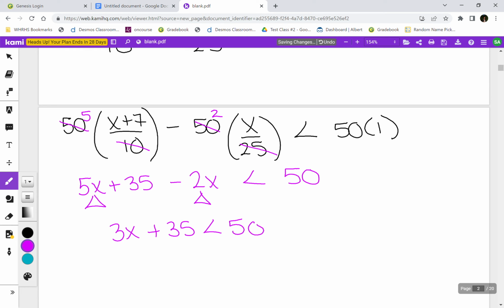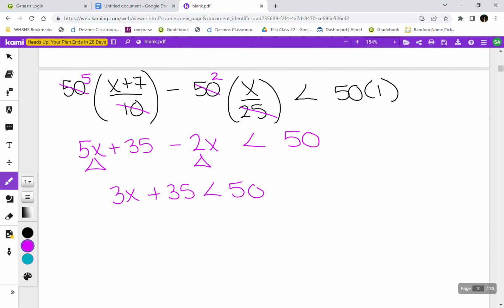Yes? Can I ask why we're using 50? I'm still kind of confused why we're using 50 instead of like 25. Does 10 go into 25 evenly? Oh, no, it doesn't. That's why. We don't want to still end up with a fraction. That's why.